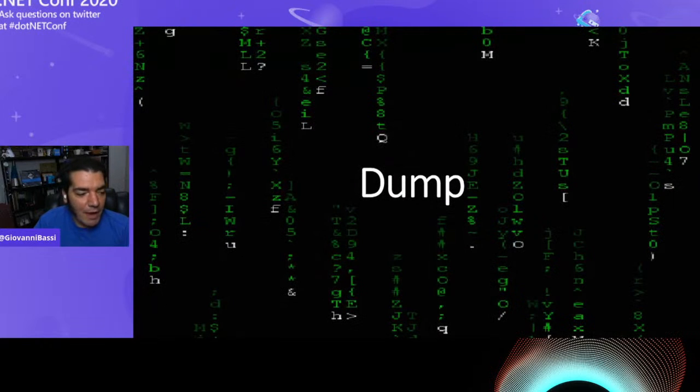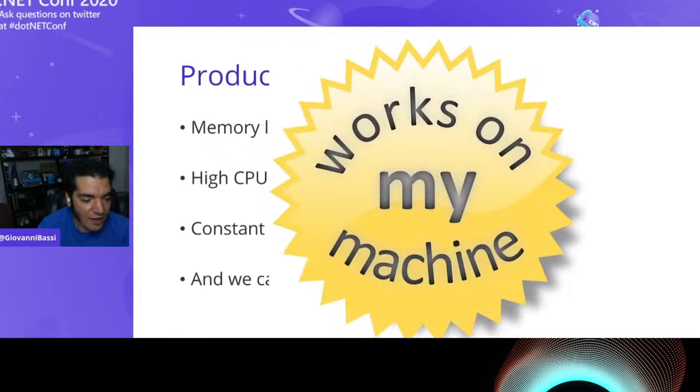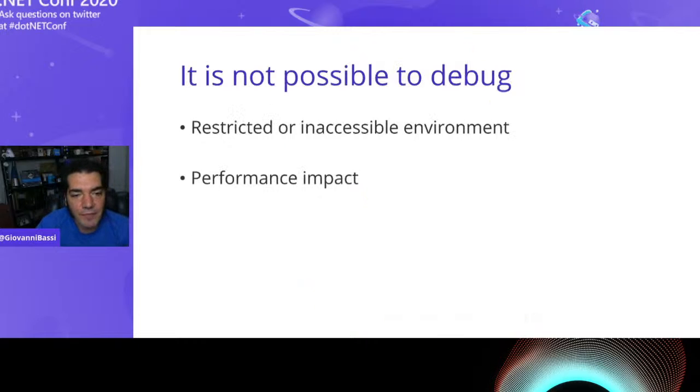So let's talk about memory dumps. Imagine you have a production problem, right? Your application is failing somehow and you are not sure why. You might have a memory leak, a high CPU demand, or crashes which you cannot reproduce. You cannot debug them, and when you run this application on your machine, it works, right? So you don't know what's going on and you can't debug.